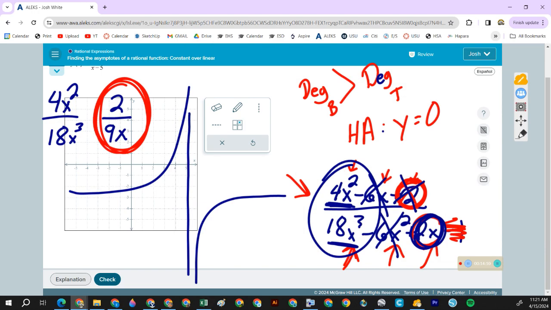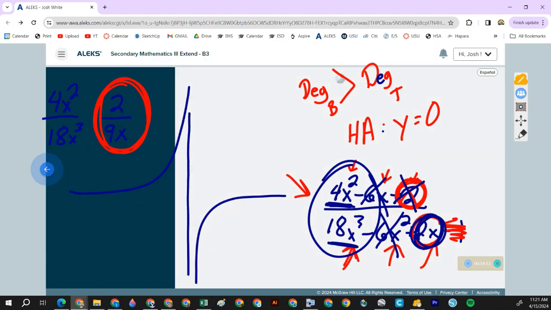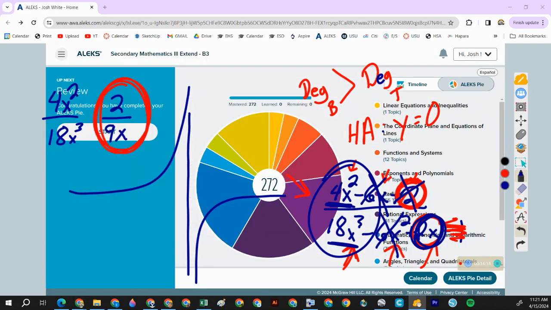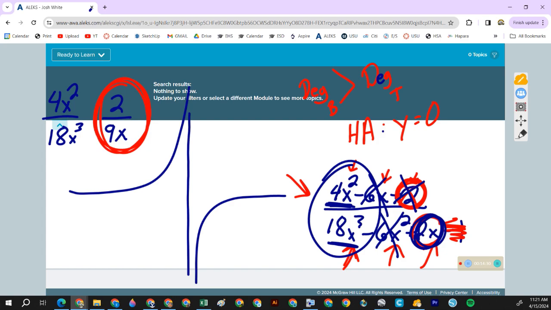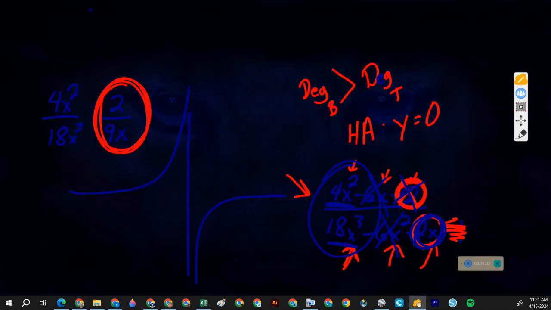So this graph, if I go all the way out, sorry, that's not what I wanted to do. I think I need to close this. No, we're going to have to go back in. I broke it. Sorry.